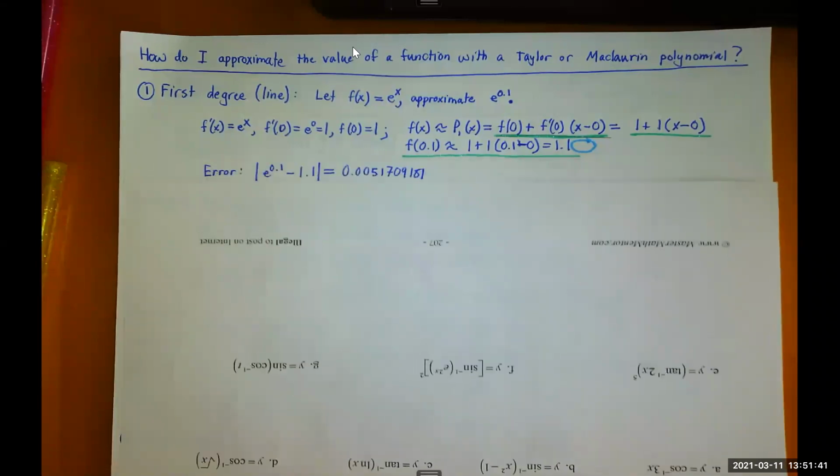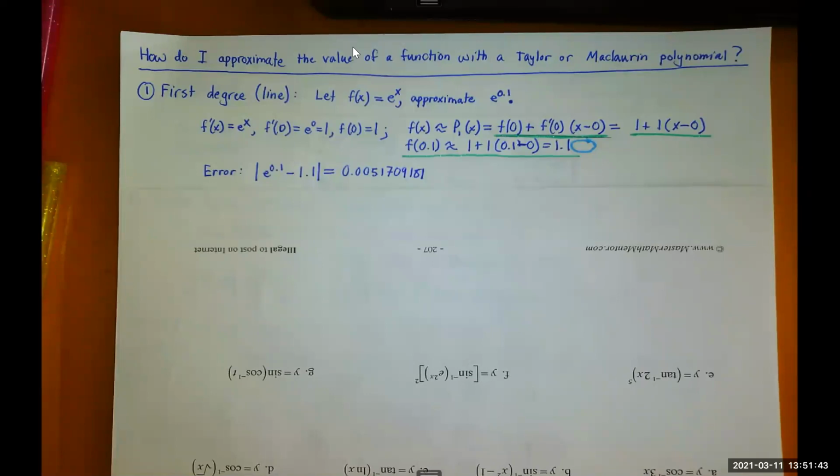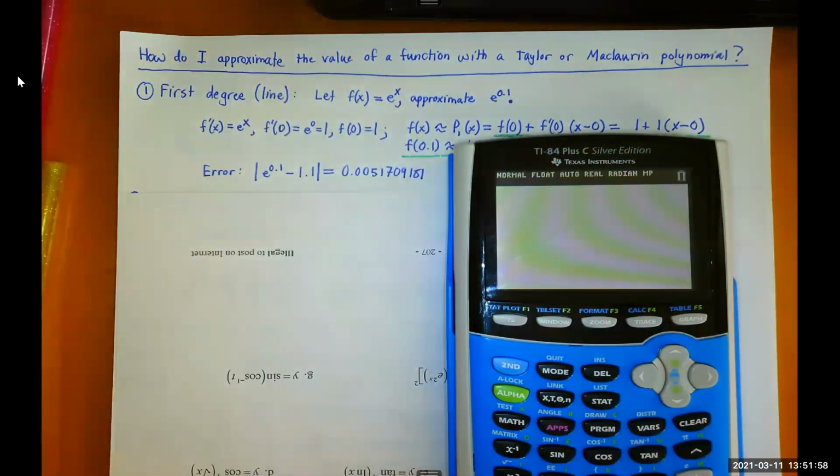We can determine our error by subtracting 1.1 from the value of e to the power of 0.1. I use the absolute value there so that the order doesn't matter. So here's my calculator. All right, so I want e to the 0.1 power. So that's that. Subtract off 1.1. That's our error. That's how much we're off by. That's really accurate. Like we're within 2 decimal places already.